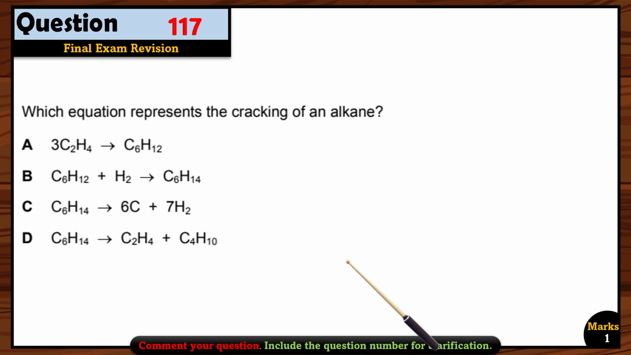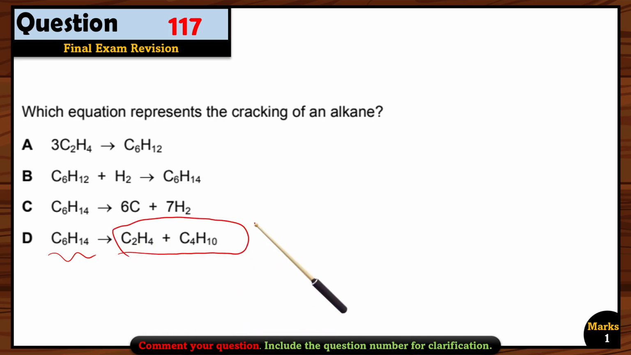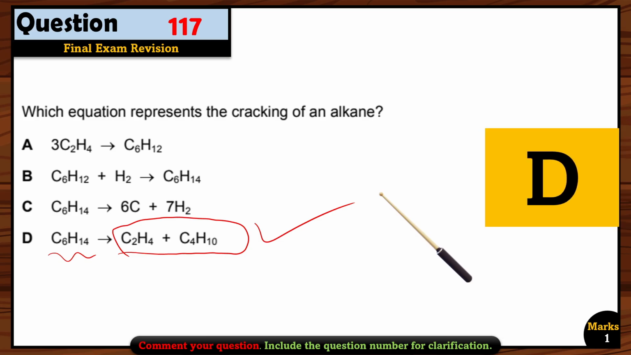Let's see which equation represents the cracking of alkane. The cracking of alkane will always give you alkenes and shorter alkanes. You will get 2 or 3 products from one reactant. If you see, this is one reactant and you are going to get 2 products here, right? So this is the only right option in which you are going to get alkane and alkene. So option D is the correct option.